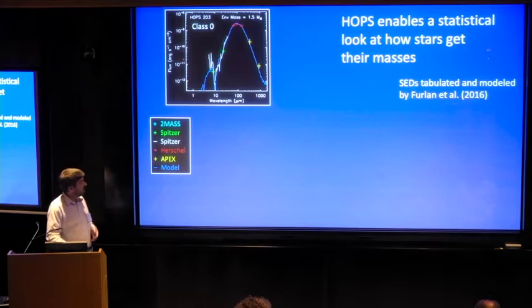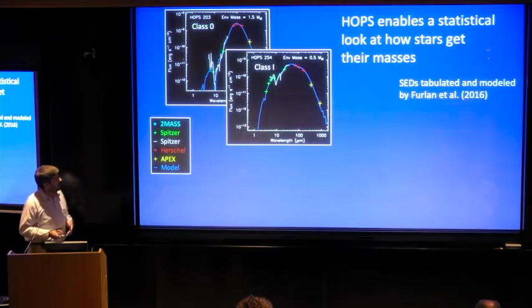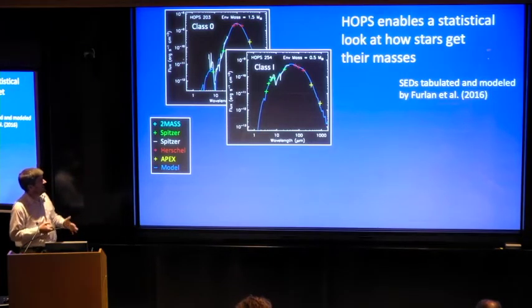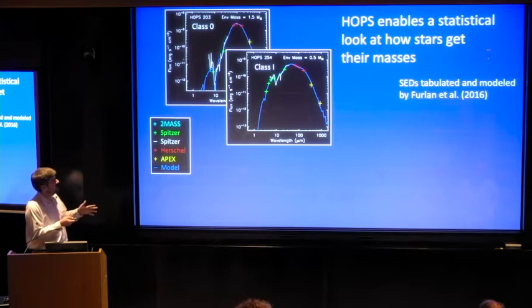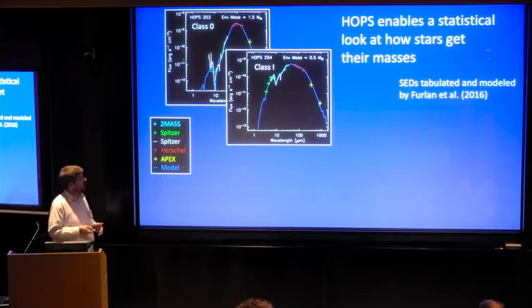When we move on to class 1, now we expect the envelope mass to be less than or roughly equal to what's in the star. You can see how the Spitzer data are really picking up. Now the peak of the SED is slightly shorter than the Herschel PACS bandpasses. You still have your submillimeter data.